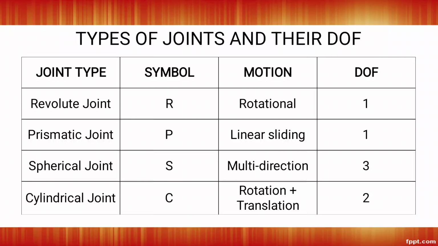Now the types of joints and their degrees. A revolute joint has rotational motion and has 1 degree of freedom. A prismatic joint has linear sliding motion and has 1 degree of freedom. A spherical joint is multi-directional and has 3 degrees of freedom. A cylindrical joint is rotation plus translation and has 2 degrees of freedom.